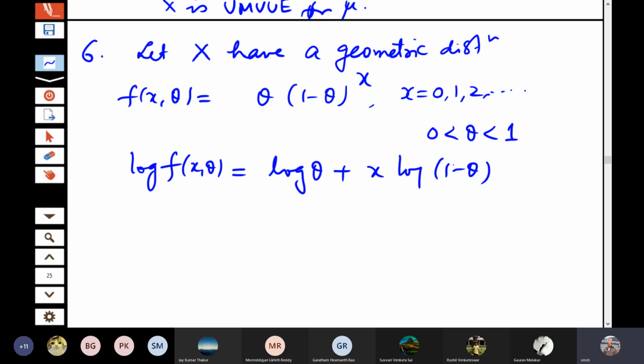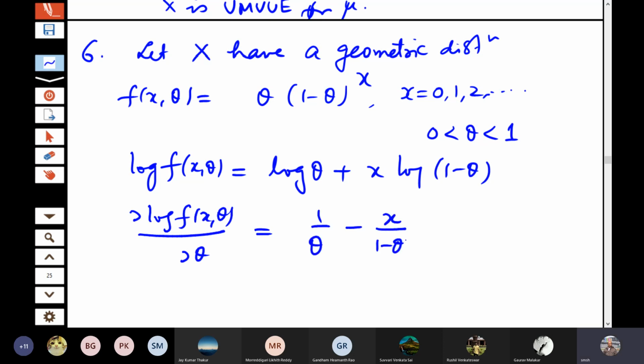So if I consider here the derivative, that is 1 by theta minus x by (1 minus theta).